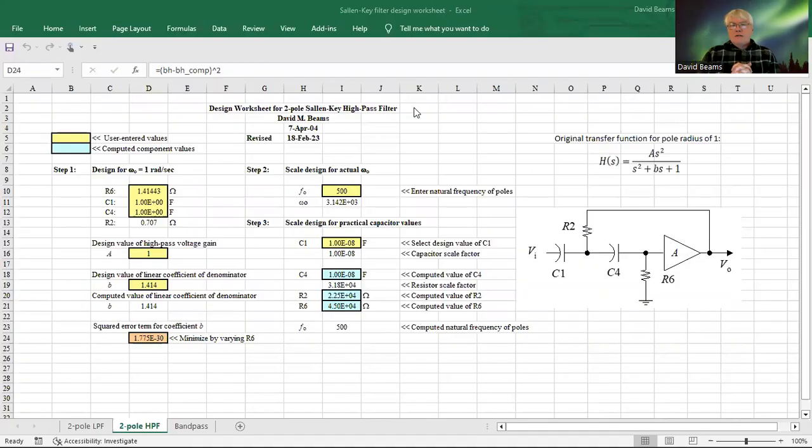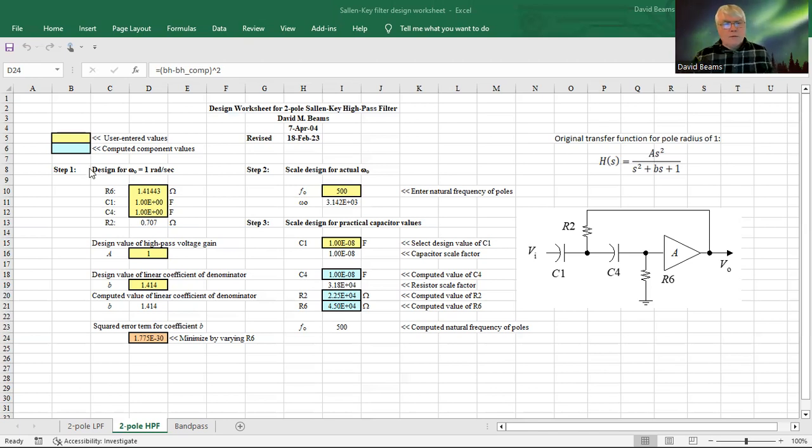All right, here is the second order section. This is the high pass tab of the Sallen-Key filter design worksheet. It looks very similar to the low pass tab. It's no accident, they are very similar. The cells that are in yellow are user entered values. Component values that are produced by the spreadsheet are in the cells filled in with a light blue background.